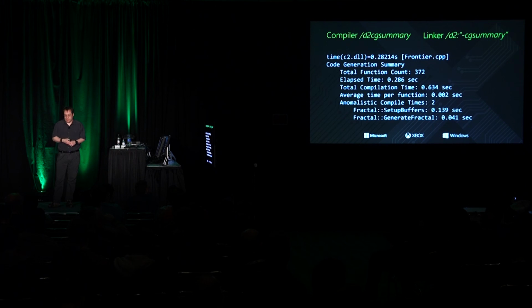Again, here's this cgsummary /d2. These are technically undocumented flags, but they've been around forever. If you're using link time code generation, use the version on the right for the linker. It's because the linker is calling the compiler, so it's just defined slightly differently. This gives you the amount of time internal things are happening within your code. For instance, total compilation time for this one source file. More importantly, the average time per function and which specific functions are taking all the time to compile.